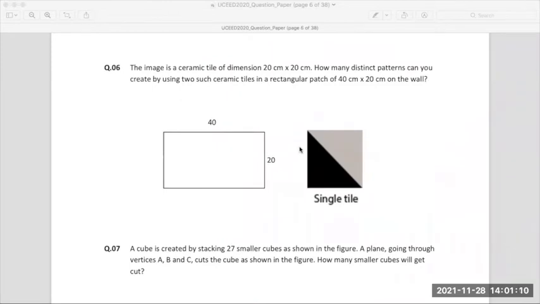This is also a very simple one. What you are given is an image, which is a box, a rectangular panel of 40 by 20, and this is a single tile, which is 20 by 20. This tile has these two shades on a diagonal plane. One is black and one is gray. How many distinct patterns would be possible when you arrange two tiles of this size and this pattern into this rectangular panel?